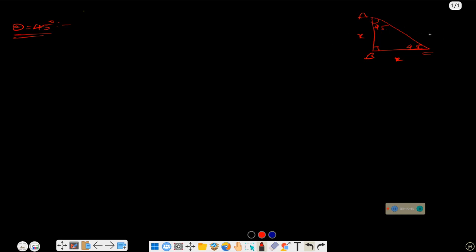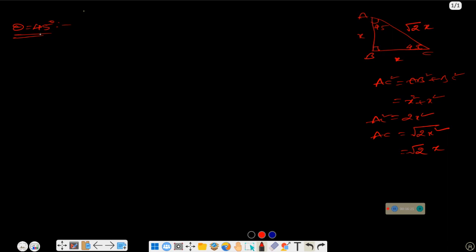Now how can you find the AC value? By using Pythagoras theorem. So AC square is equal to AB square plus BC square. Now AB square means what? X square plus x square. X square plus x square how much? 2x square, means AC square is equal to 2x square. AC is equal to what? Root 2x square, means 2 is not a perfect square. So root 2 into root x square value what? X. Means what is the length of AC? Root 2 into x.